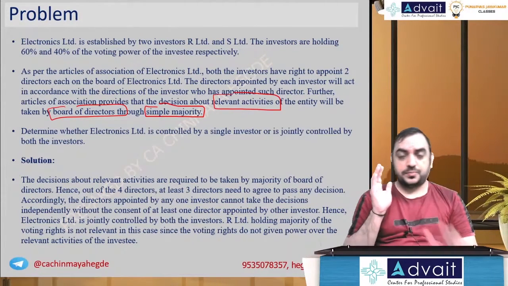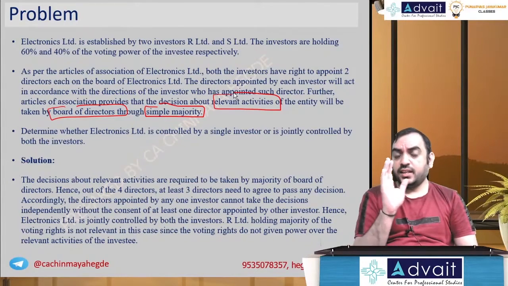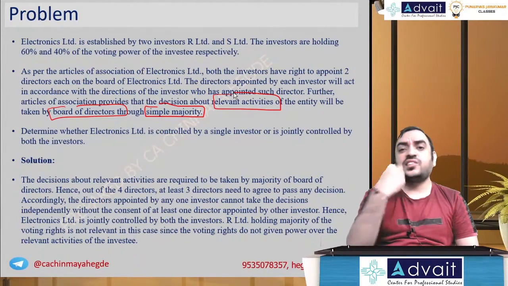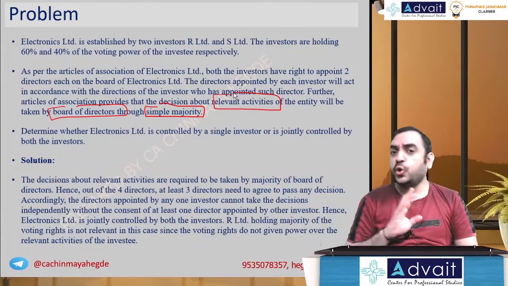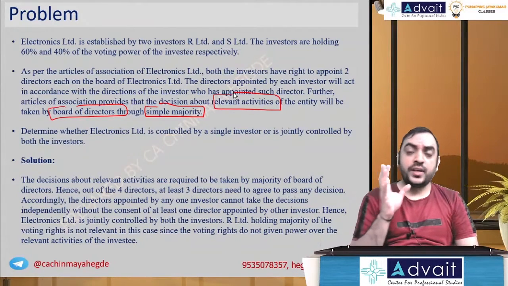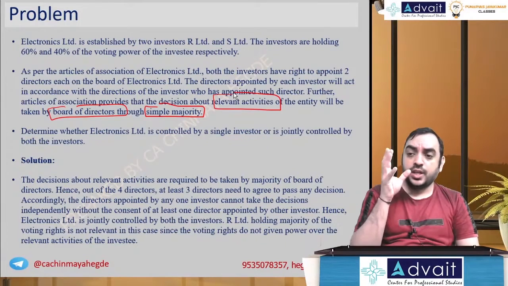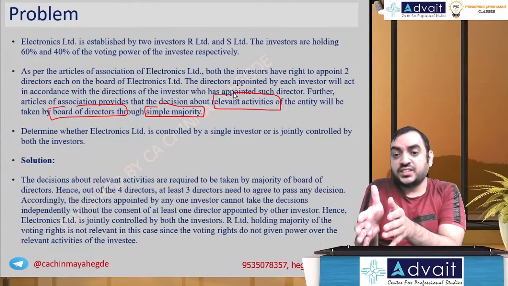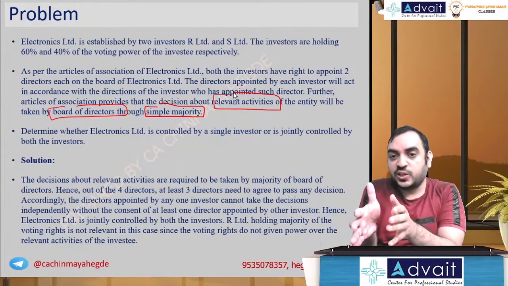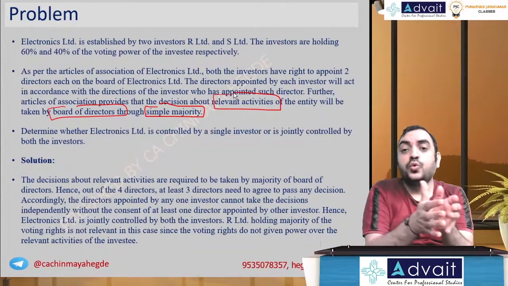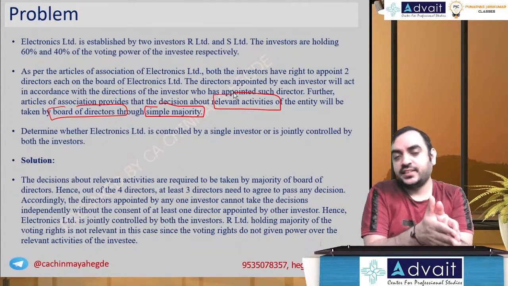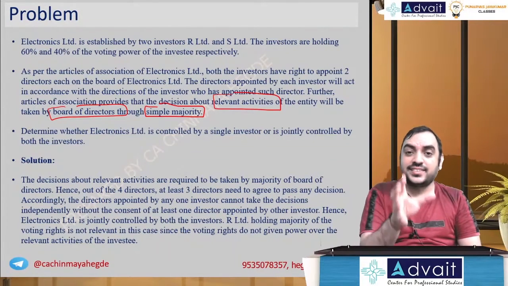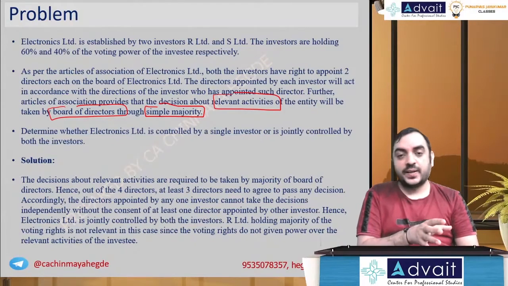Now, in this case, again, if the rule based goes, you have 60% of the voting rights, you control. We don't go by the rules, we go by the principles. What does the principle say? Look at the relevant activities of the organization, and of the relevant activities of the organization, who decides, who takes the decision. Now, in this case, relevant activities are decided by the board of directors.